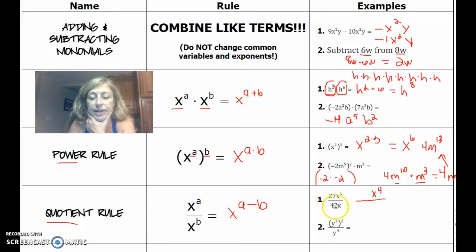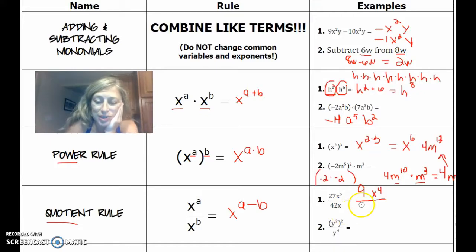Now I have 27 on top and I have 42 on the bottom. This is just a fraction I need to simplify. I know 3 and 9 go into 27, so why don't I divide 27 by 3? That gives me a 9. And I know 3 will divide 42 also. It goes into 4 once, and then it would be 12, so it would be 14. So my answer here is 9x to the 4th over 14.